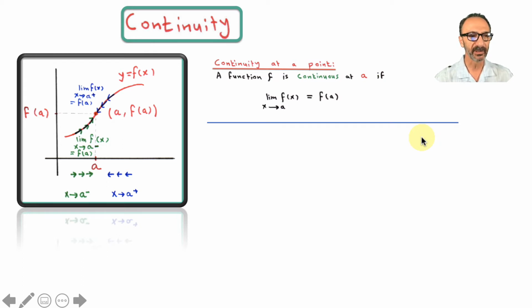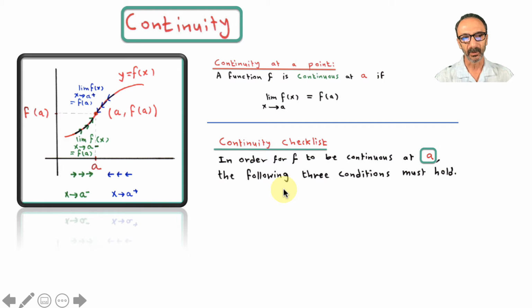How do you check for continuity in steps? In order for f to be continuous at point a, the following three conditions must hold. And still we're looking at the graph because it explains it all. Number one, f of a is defined. This cannot be an open circle, cannot be empty. It has to be defined. Well, that's the meaning of the word continuity. If it's continuous, how would you call it continuous if it's not connected? If this part here and this part here are not connected at this point, they are two pieces. That doesn't add up. So anyway, f of a has to be defined.